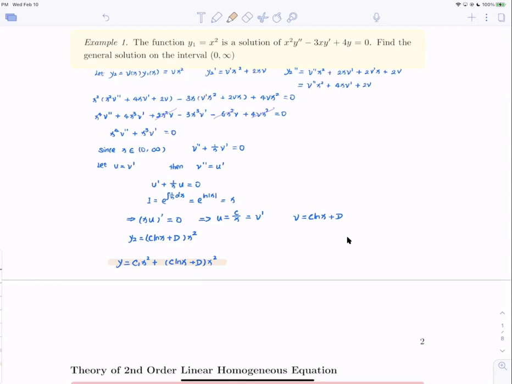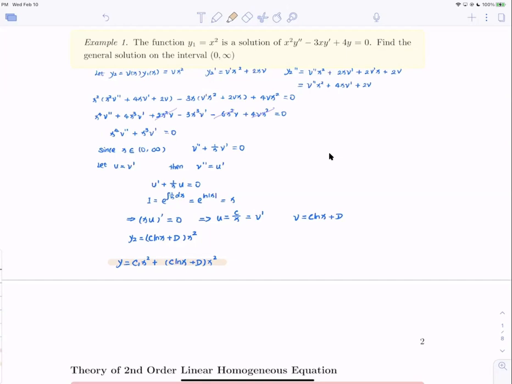Where your c1, c2, and d are constant. Question? Are we good? Okay, cool.